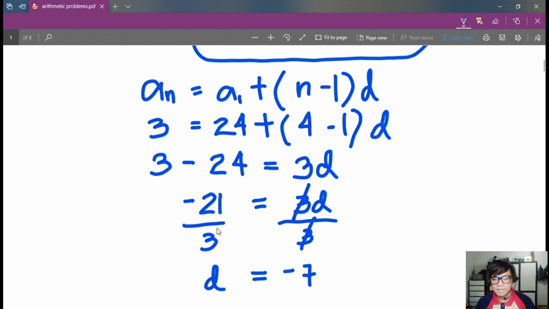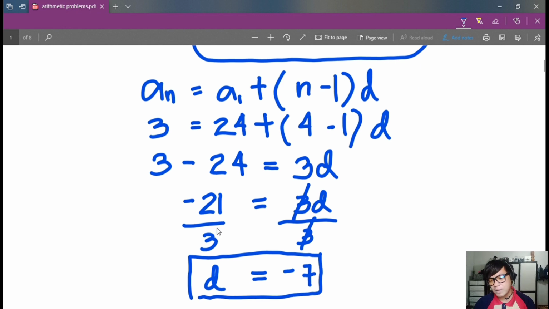So, baka nagtaka kayo, bakit nandito na sa kabila, sa left yung d? Actually, pwede yan kasi equal sign. No matter what, saan sila malagay, basta may equal sign, ibig sabihin, the same lang yan. Negative 7 is equal to d, or d is equal to negative 7. Pero mas convenient kasi pag nauuna yung unknown na variable. So, our d is negative 7.